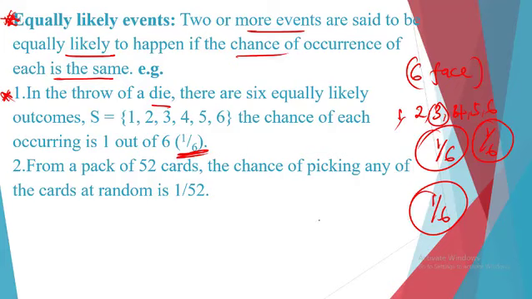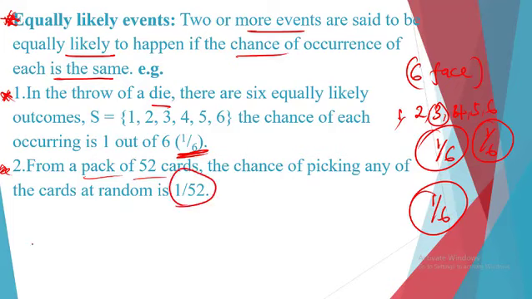Equally likely events. So it's either this happens or this happens. They all have the same chance of occurrence. Then we have example number 2. From a pack of 52 cards, the chance of picking any of the cards at random is 1/52.